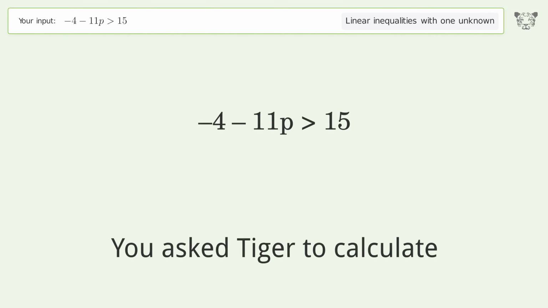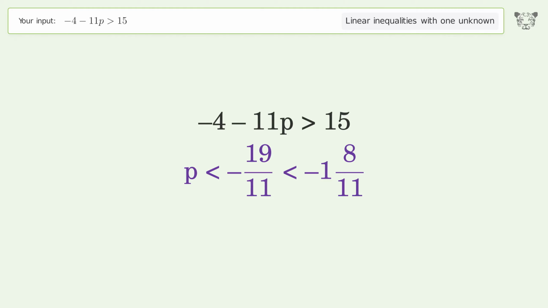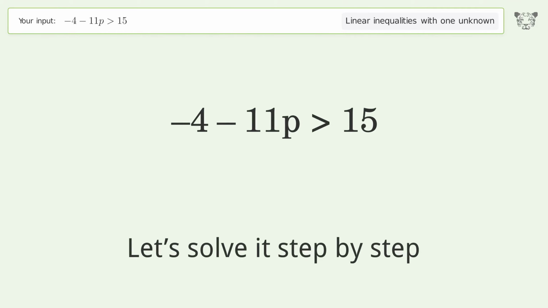You ask Tiger to calculate. This deals with linear inequalities with one unknown. The final result is p smaller than -19/11 smaller than -18/11. Let's solve it step by step.